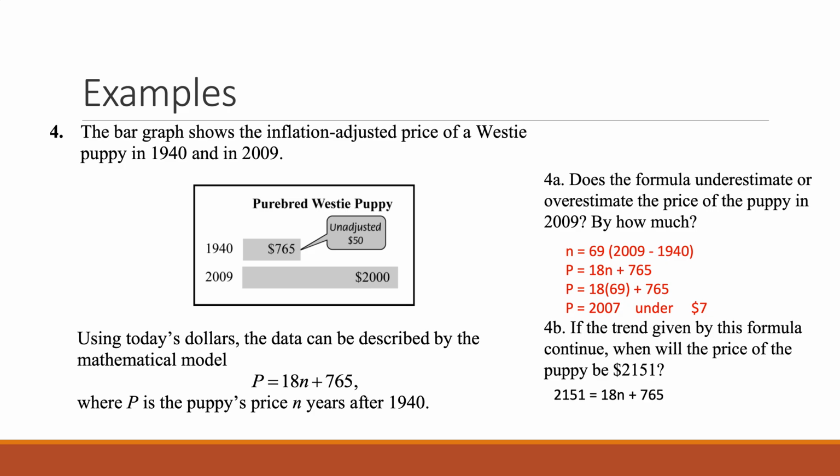Okay, 2151 equals 18N plus 765. Subtracting 765, I get 1836 is 18N. Dividing by 18, I get N is 77. But don't forget, these are the years after 1940. So 1940 plus 77 is 2017. So that's the year it'll cost it.